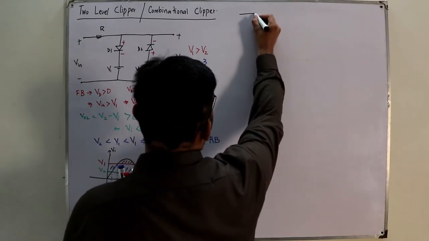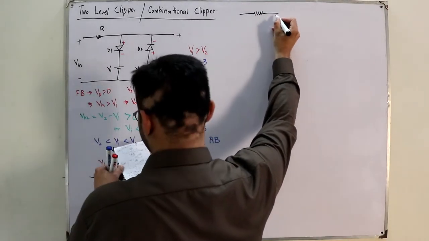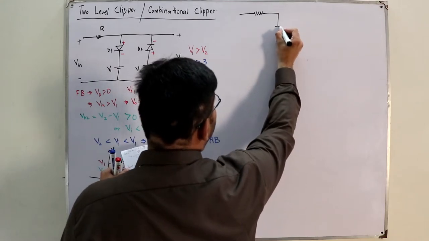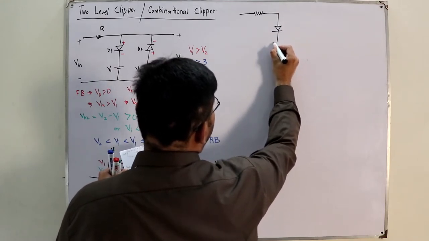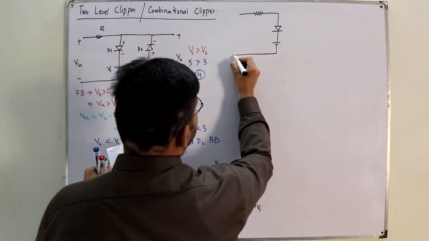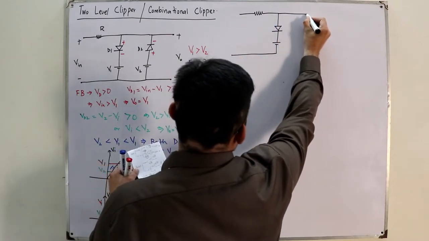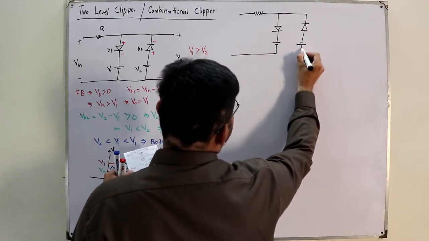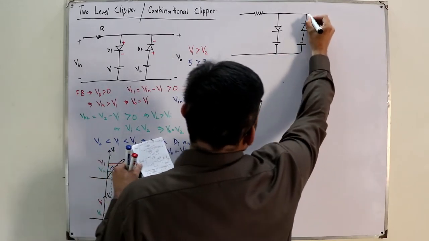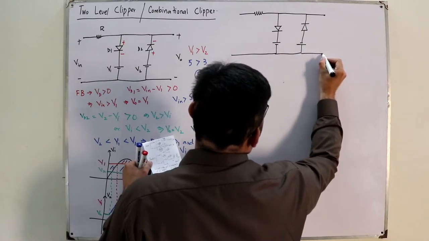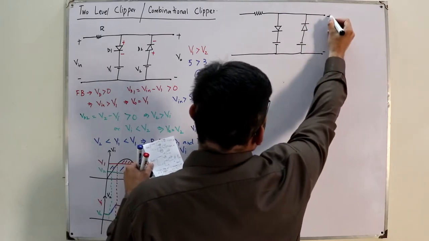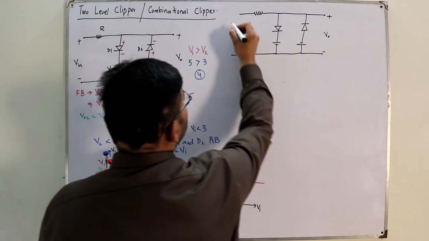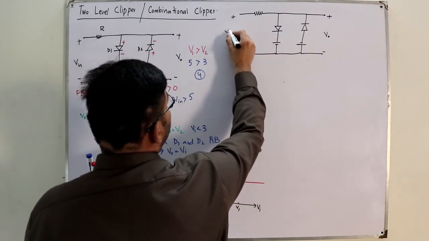We have a source, resistance, then you have a diode in this way. Then you have a biasing like this. Similarly, then you have a diode in the opposite manner, and you have the biasing in the opposite manner as well, and the output is taken across these terminals. That is a minus plus output polarity. This is a plus minus input polarity.